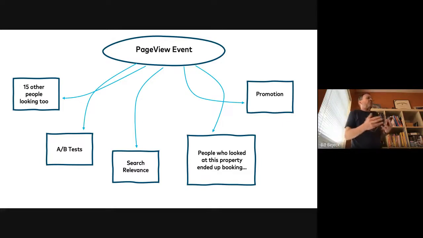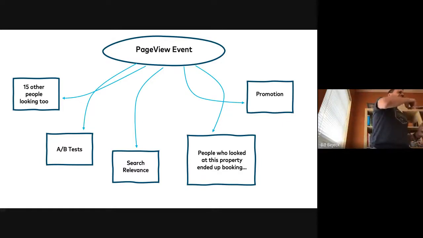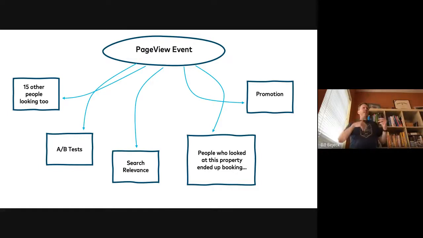You have other people looking at this property, 15 other people are looking at this too. And then for history, people that you're keeping track of these things, someone who looked at this ended up booking some other room. Or just ended up booking, what kind of room did they book?